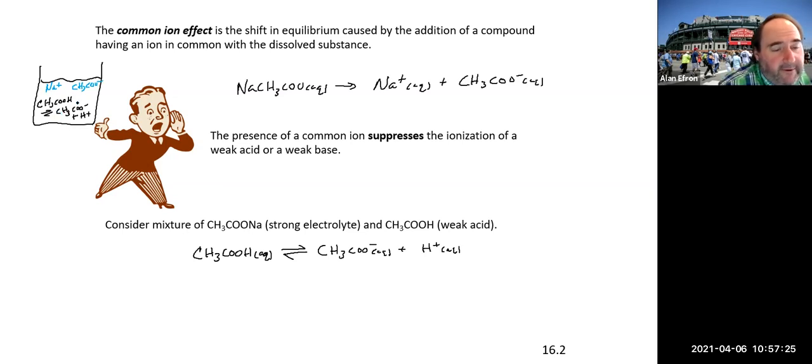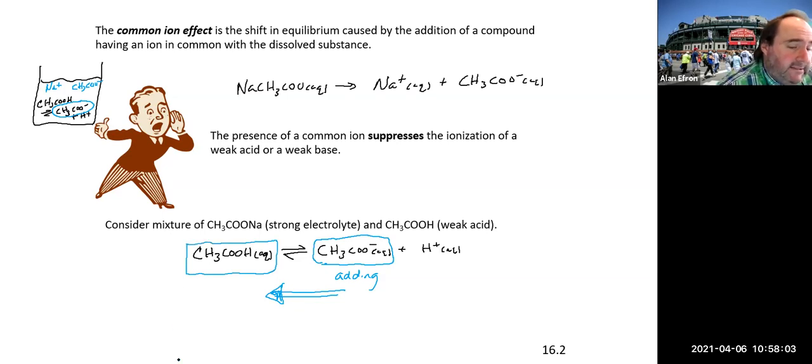So when we think about the equilibrium that's being set up in there, the acetate ion is the common ion. By adding that sodium acetate to the solution, it is effectively like adding more acetate. And what does Le Chatelier's principle tell us? When we add more acetate, it causes the equilibrium to shift to the left, which means we will have more of the acetic acid still together.